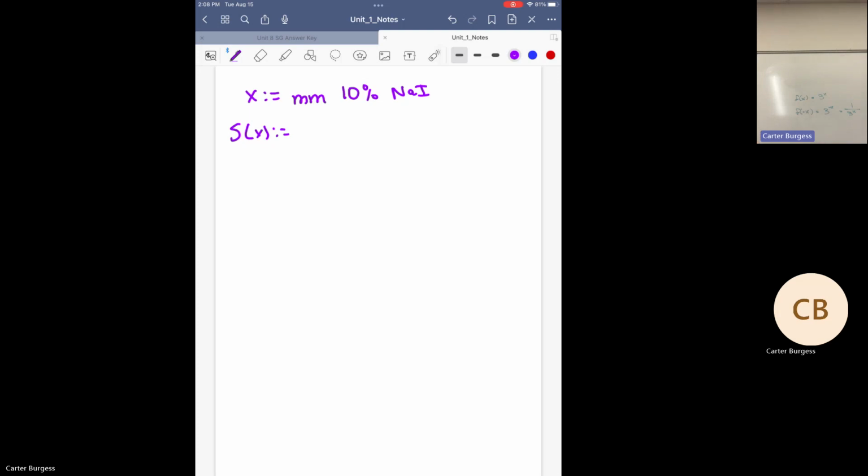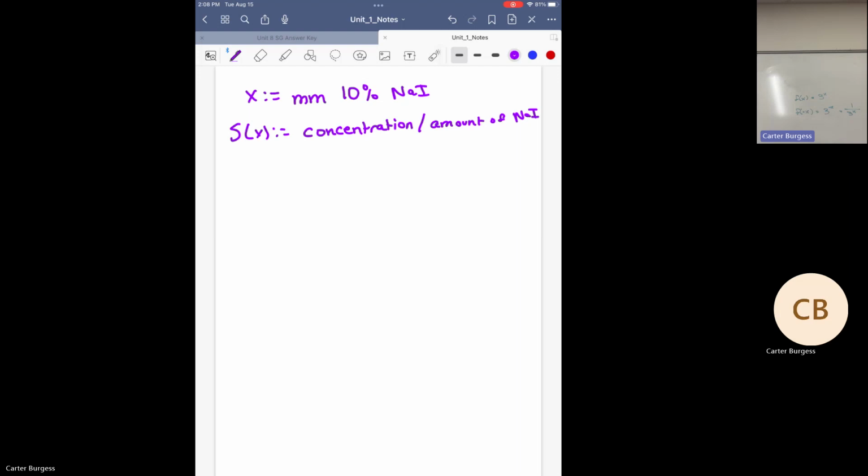It says the amount of sodium iodine. I like to think of that as the concentration. Or we can think of the amount of NaI. A couple of things are missing here, though. There are a couple of pieces of information that we haven't used.